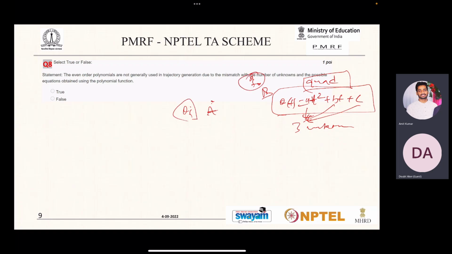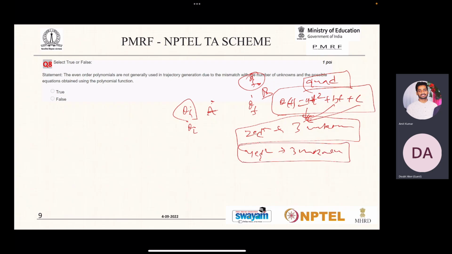We'll have two equations and three unknowns, so you will not be able to solve it. Now, suppose we have the initial velocity as well, theta I dot and theta f dot. Then we'll have four equations and three unknowns. So this is like an overestimated or over-known system, and again you have to do some kind of adjustment.